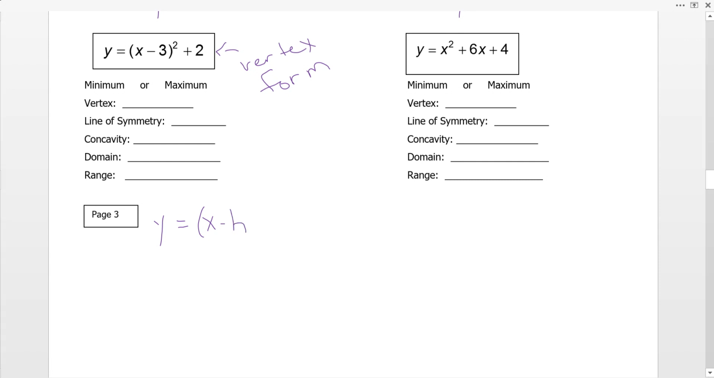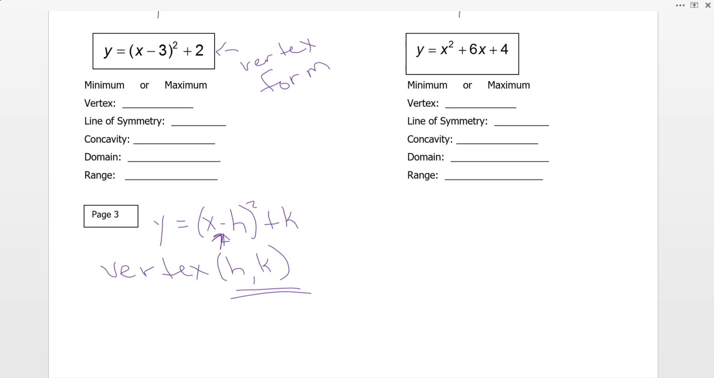The vertex form is y equals (x minus h) squared plus k. The vertex is h comma k. Notice that I don't take the negative sign with me, it's part of the equation. So just like we had equations with our lines, point slope form gave us different information than slope intercept form, than standard form. This vertex form is nice for finding the vertex because it's just right there. But it makes it a little different when you're looking for other information.